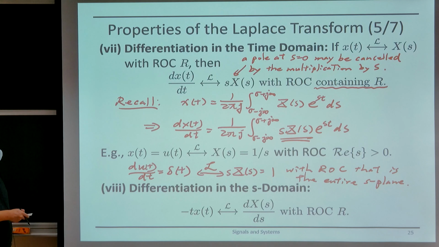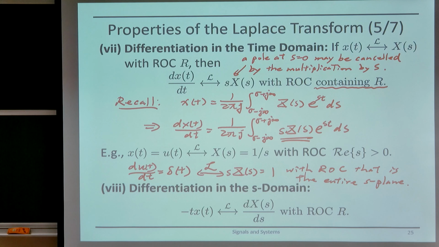So you can see here that the region of convergence not only contains the original region of convergence, but actually is larger and is the entire S-plane. And this is exactly the case that we just mentioned, right? Because in this case, there is a pole at 0, but when multiplying by s, this pole gets canceled out. So we can extend the region of convergence to infinity on both sides.